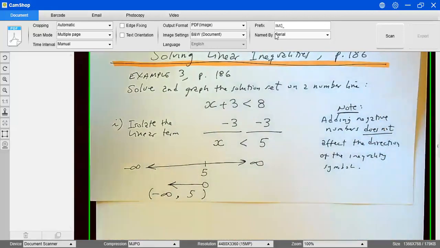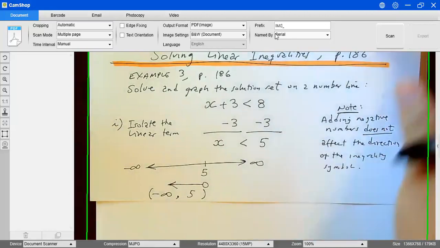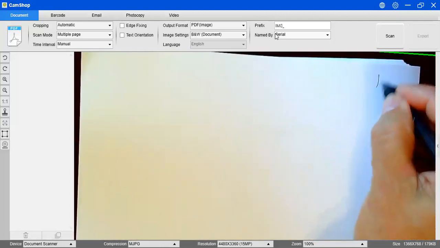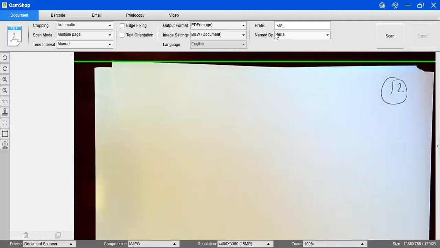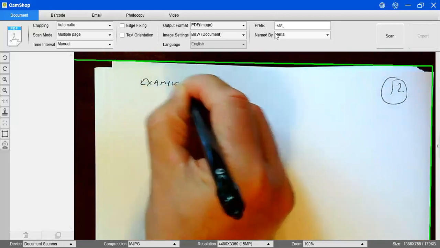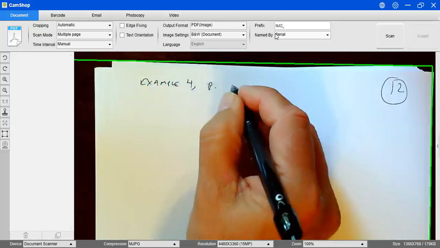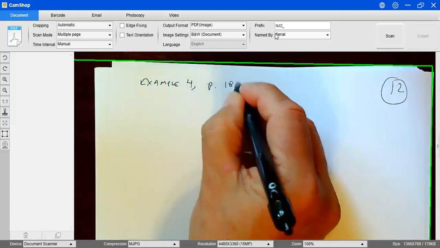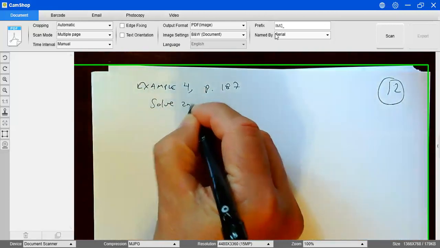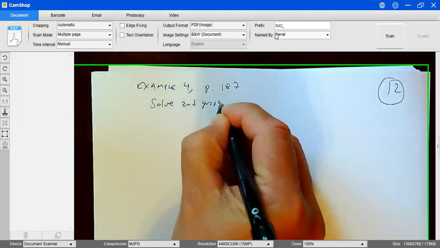So let's continue with 3 more problems, and then you're going to start practicing this by yourself. So let's work on the next example. This is example 4 on page 187. We're going to solve and graph.